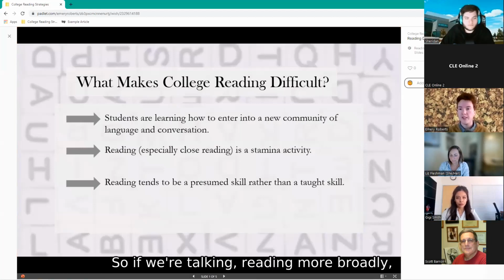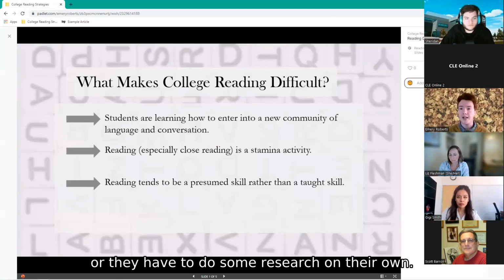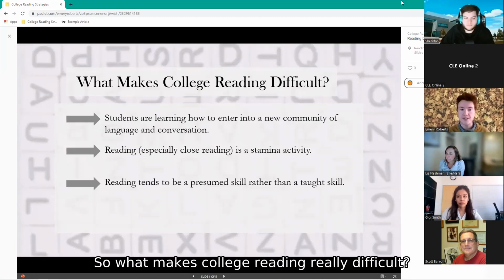So if we're talking reading more broadly, a student has a section of a textbook assigned, or they have to do some research on their own. Oftentimes students are asked to do research that involves academic or peer-reviewed journals for the first time in college, and they have to read through those. That's very difficult reading. So what makes college reading really difficult?